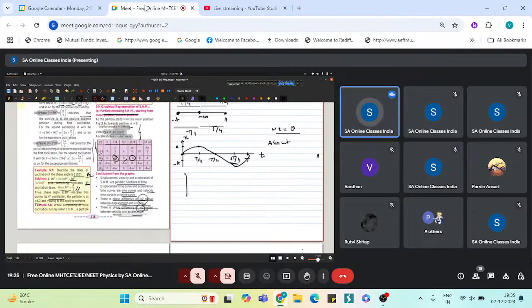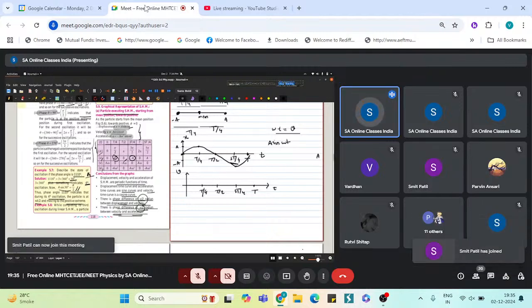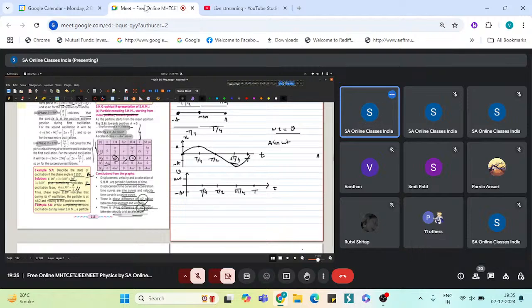Then we'll go ahead and do the same thing for velocity, and again we'll map the same locations: T by 4, T by 2, 3T by 4, and T. This time again it's T, and this time the y-axis is velocity. And we see that velocity's maximum value is A omega, and the minimum value is minus A omega.